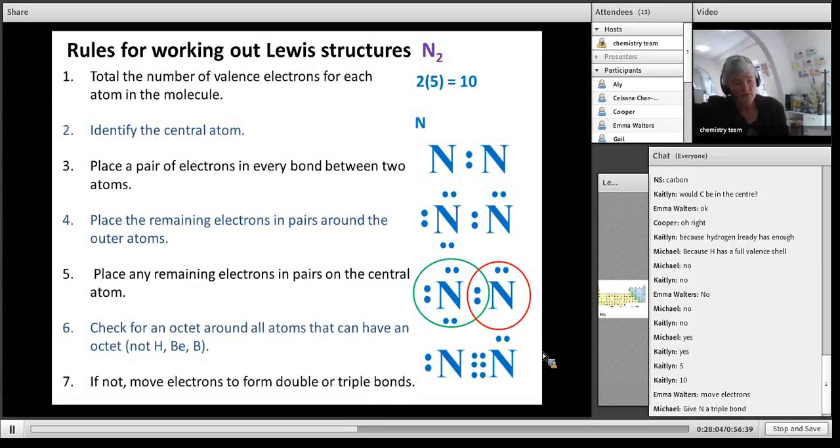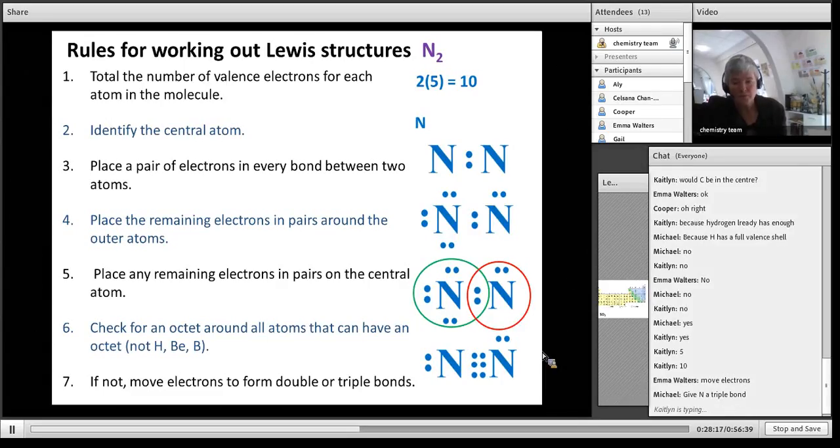Now, normally it's written with a lone pair on the nitrogen on the right-hand side, so it looks all linear, but that's still totally acceptable. So that's an example of a triple bond, where we have 3 bonding pairs of electrons between the 2 atoms.